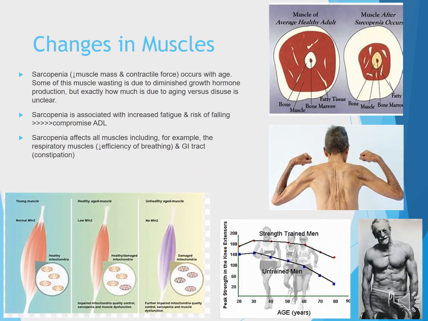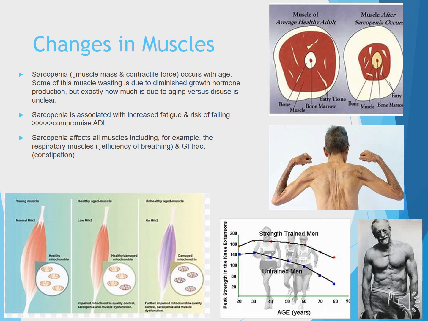So what happened to the muscles? Sarcopenia, which is a generalized muscle weakness, is actually a muscle disease primarily due to aging. The characteristics of sarcopenia include reduced muscle mass, reduced muscle strength, and reduced physical performance. Some of this muscle wasting is due to diminished growth hormone production, but exactly how much is due to aging versus disuse is unclear.